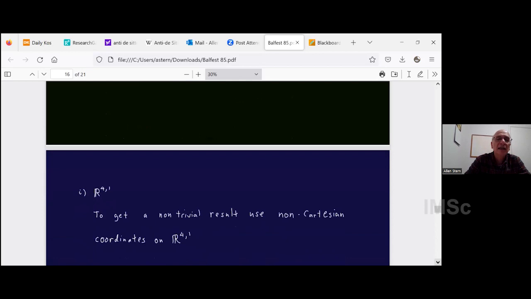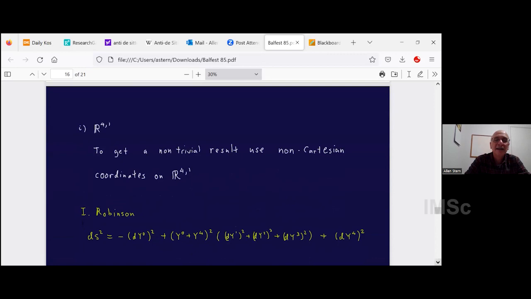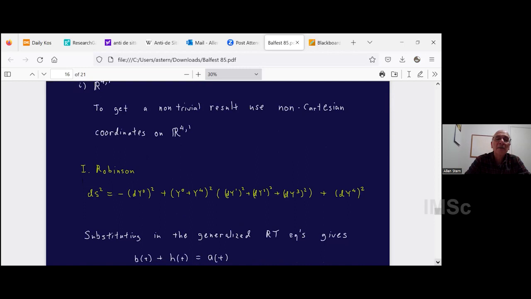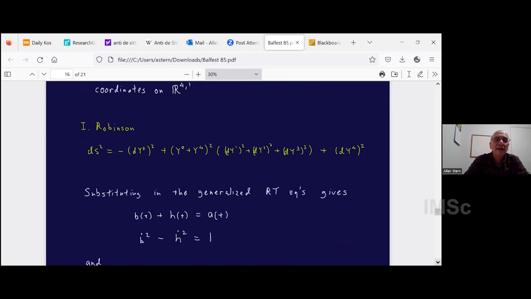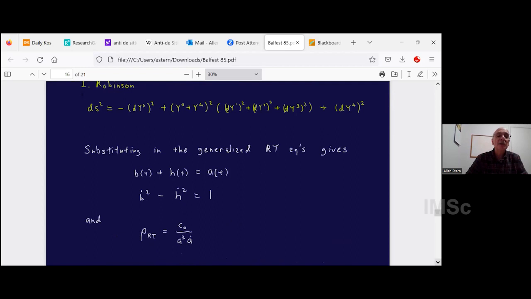To get a non-trivial result in the flat case, one actually has to go to some very strange coordinate system that was given by Robinson. The metric tensor looks like this, and it actually corresponds to flat space. If one uses this metric tensor and the embedding that I wrote down, then you get some relations for those two functions, B and H, in terms of the scale parameter, which you can solve for. And then you get a very simple non-zero result for the effective density associated with this new source term, which depends on the time derivative of the scale factor.